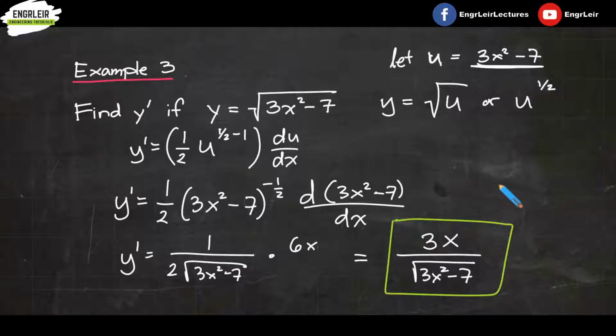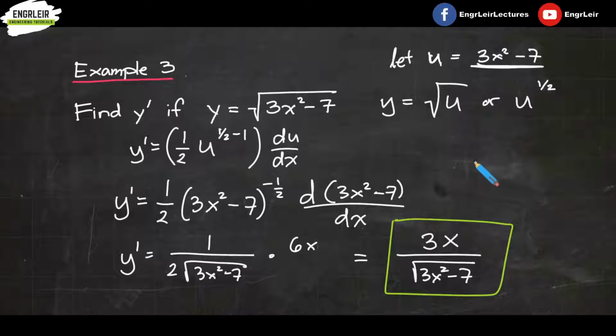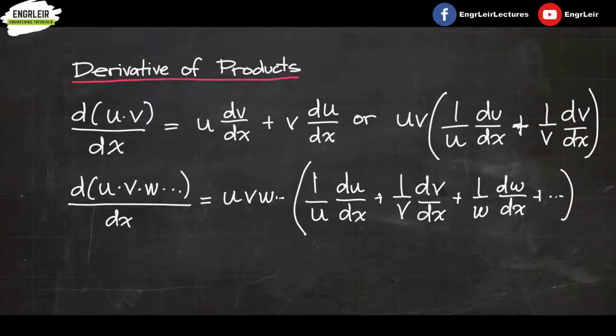Again, the chain rule is: when my function is set to be in terms of another variable, what you do is take its derivative with respect to that variable, times the derivative of u with respect to x, given that u is a function of x. So that's how it goes. Okay.